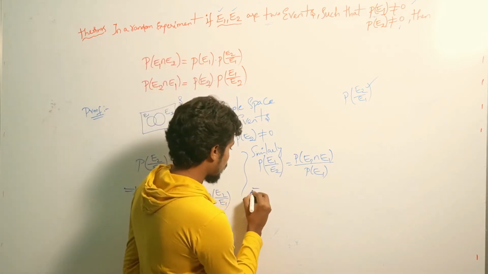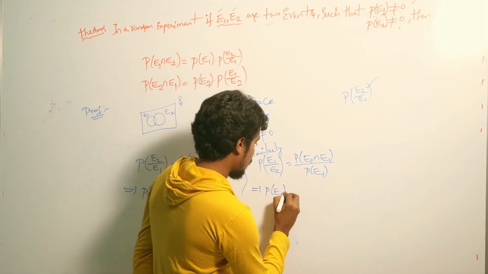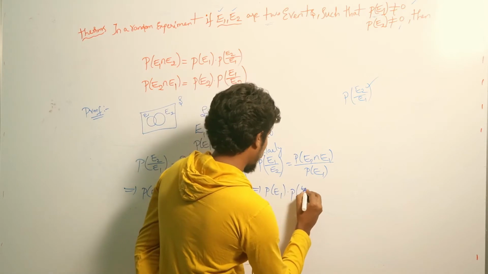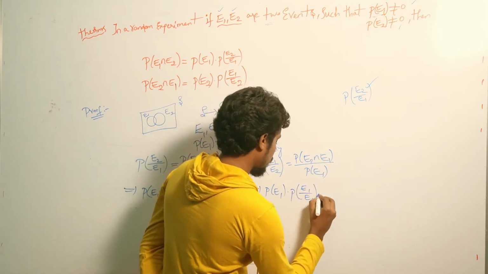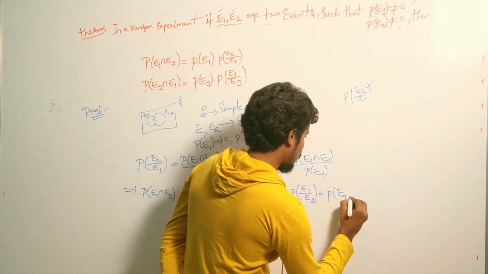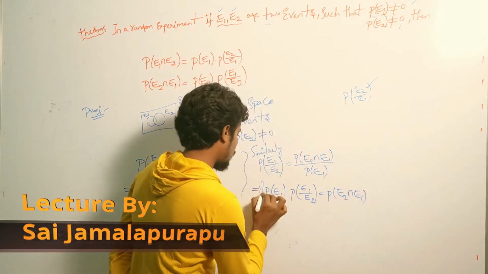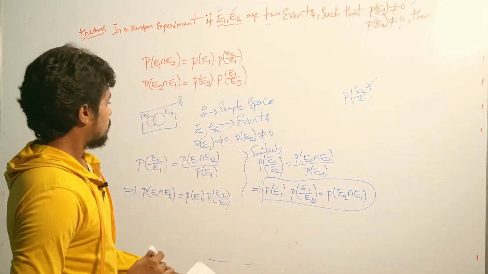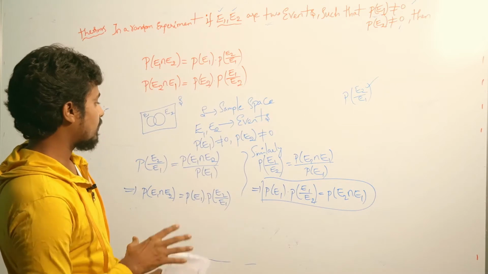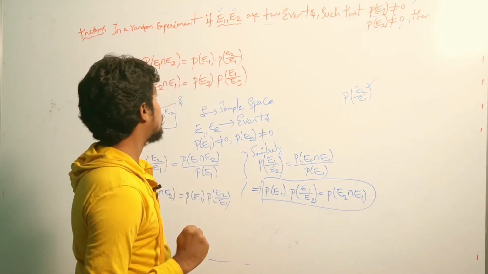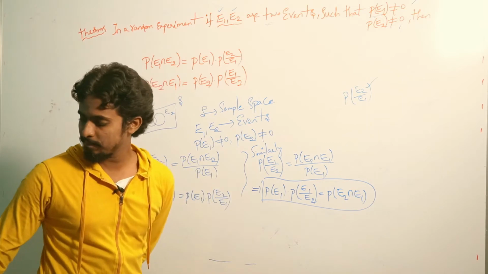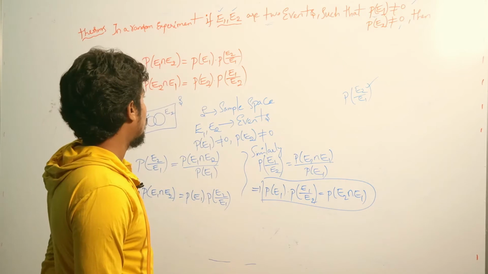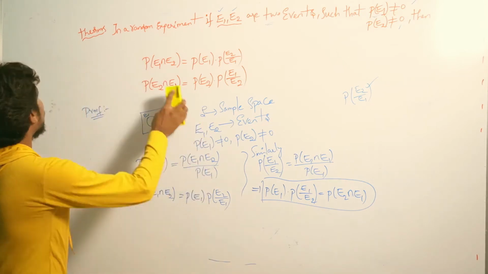This will be P of E1 times P of E1 given E2, which will be equal to P of E2 intersection E1. Hence we can solve this theorem. The results are important for these theorems. Please remember the results, as well as the formulas, because these theorems will be important for random variables when we start.